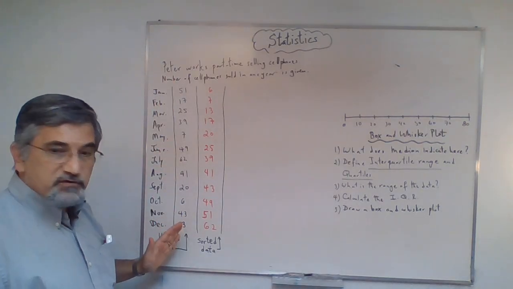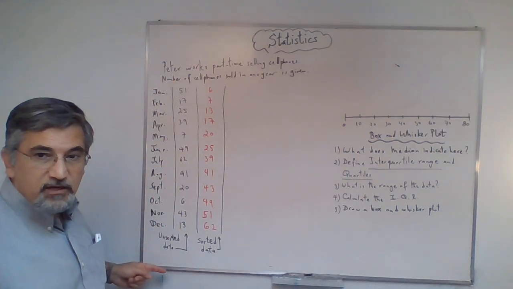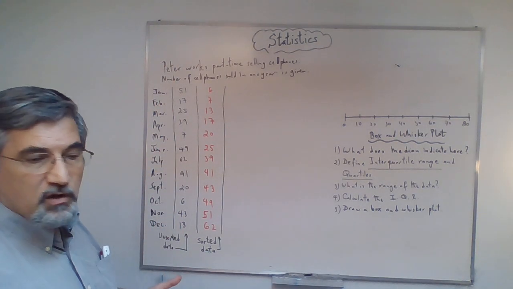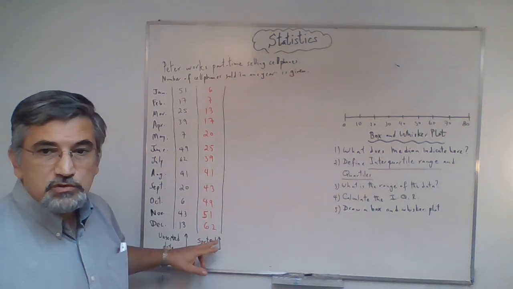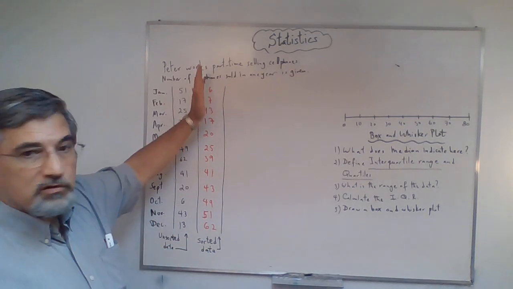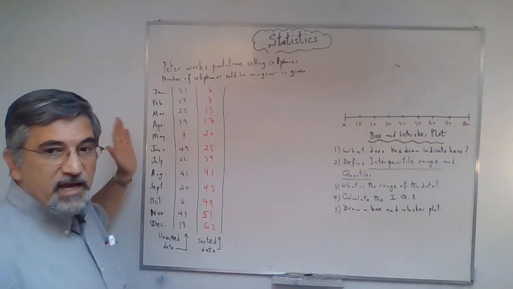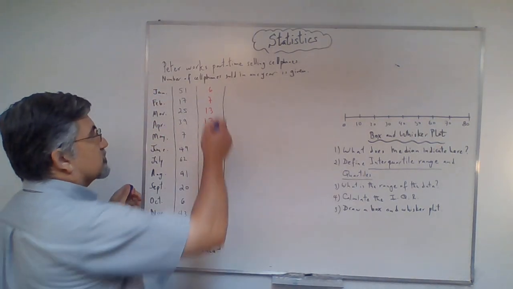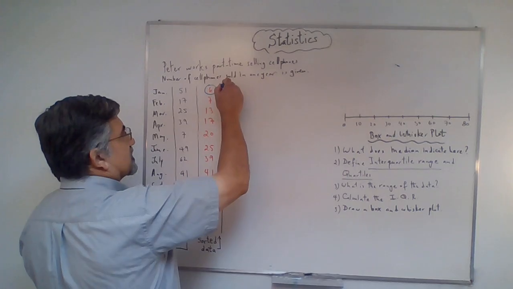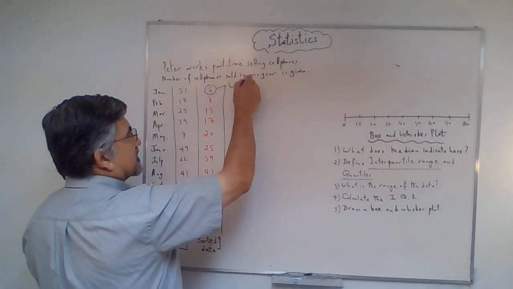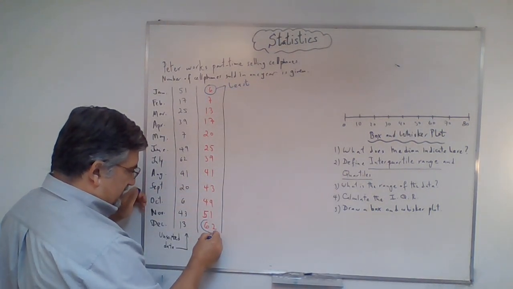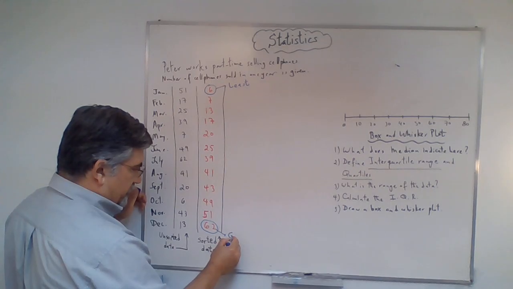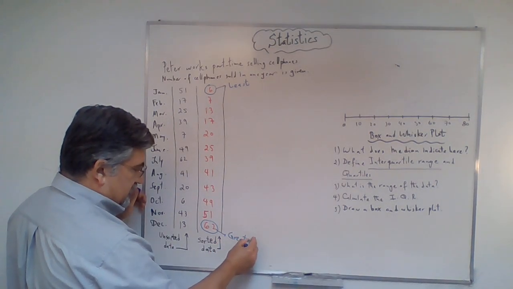So this data obviously is unsorted data. So what we're going to do, first of all, before anything else, we are going to sort the data. So this next column in red is the same data, but it is sorted from the least to the greatest. So the least value is 6, and the greatest value is 62. The least and the greatest.